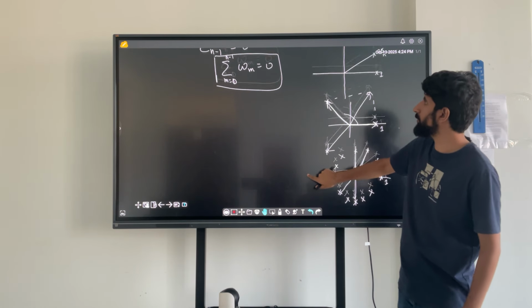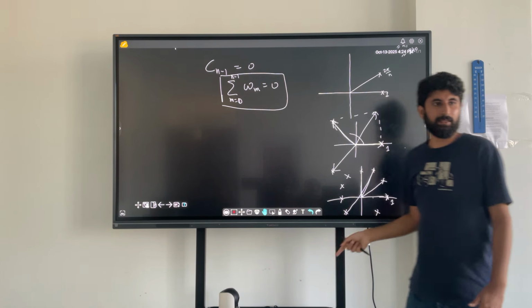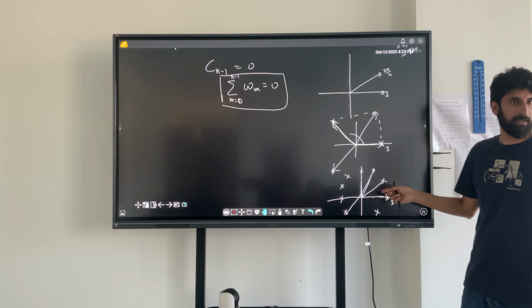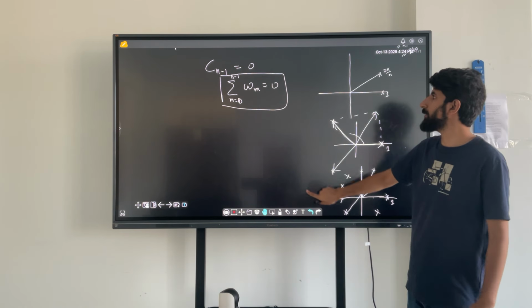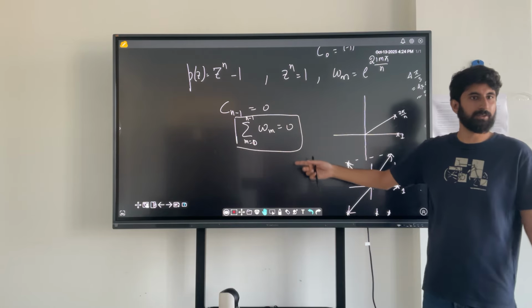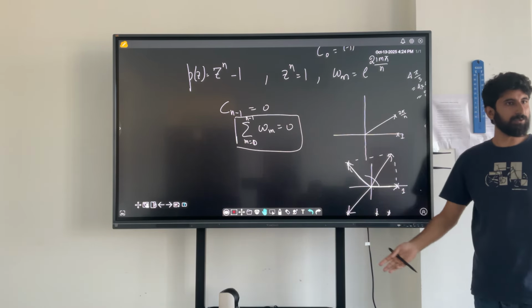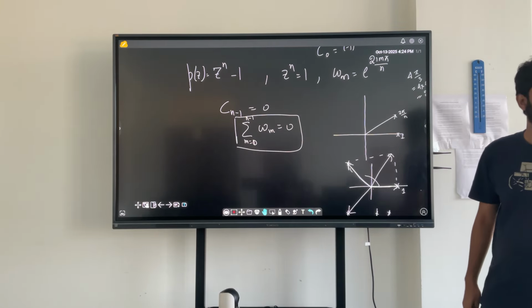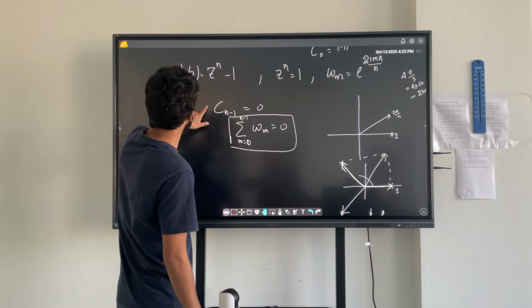So now do you accept that this is indeed true? We derived it algebraically, and then we visualized it graphically. That is indeed true. So what is the sum of nth roots of unity? 0. Cube roots of unity? 0. Any roots of unity? 0. Good. Now, let's do the other one.